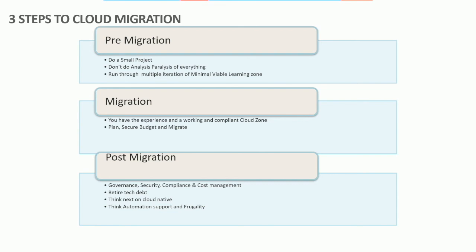Think next about the cloud native application, how the cloud native application would work. There will be a separate session on microservices, the 12-factor app, and experts who are working on building a complete cloud native application and how that works. Think automation, support, and frugality. So we'll have different DevOps and automation experts talking on those subjects down the line.